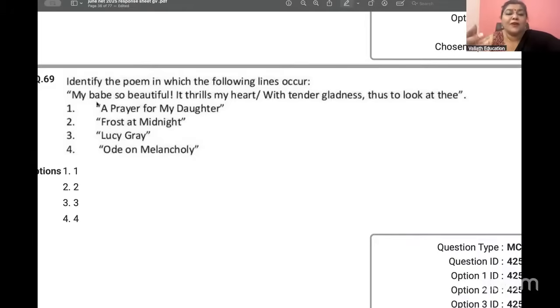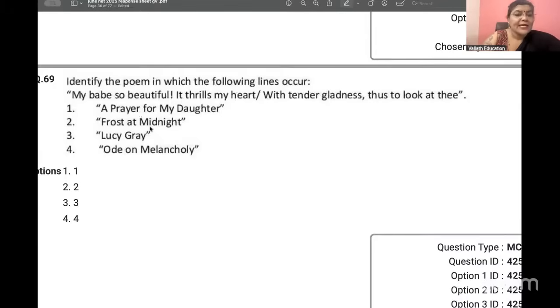My babe is beautiful. It thrills my heart. He will never say that. He only says, oh, there is a storm. The whole world is chaos. Everything is going wrong. I am worried. Like that his style is. He never wrote like this about his daughter. Anyway, A Prayer for My Daughter is very famous. You should know. It is, I know, because I have read it. I know this is definitely not A Prayer for My Daughter.